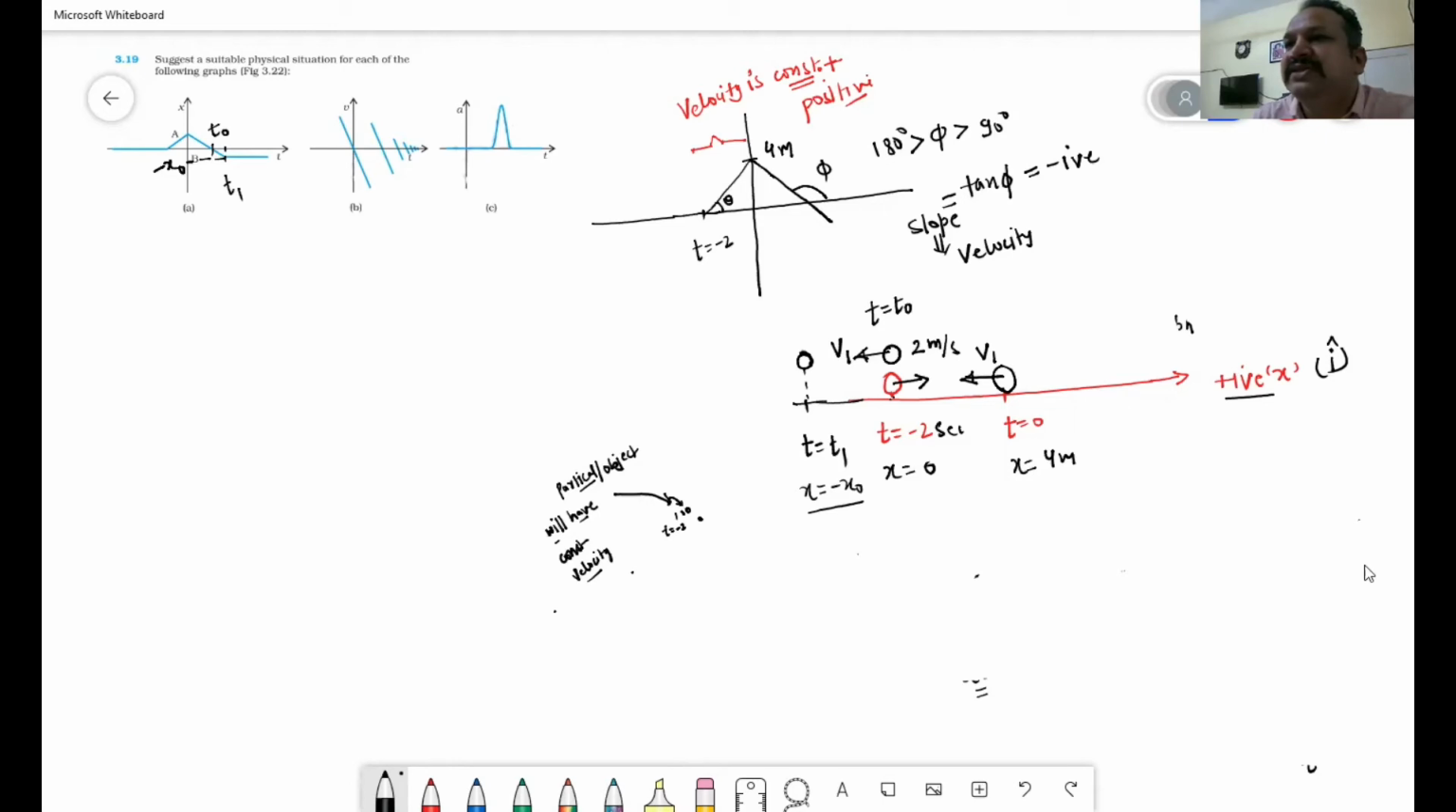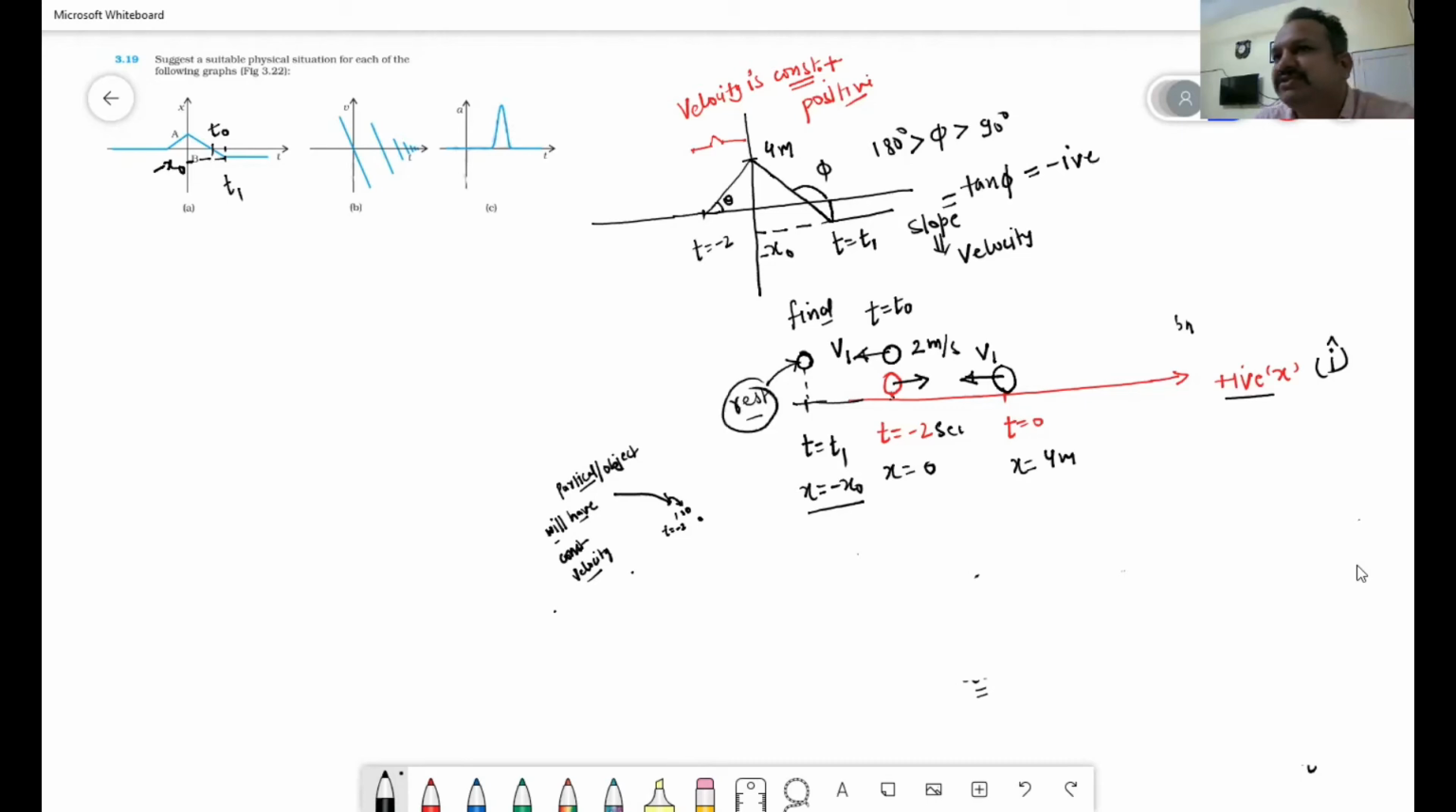Now this is the final situation. We can say at this moment the ball will stop. Why? Because after that, if you will see, the slope is 0. So this is the time t is equal to t1, at this position, minus x0. At this moment the ball will stop. So the ball stops over here, so it is at rest.